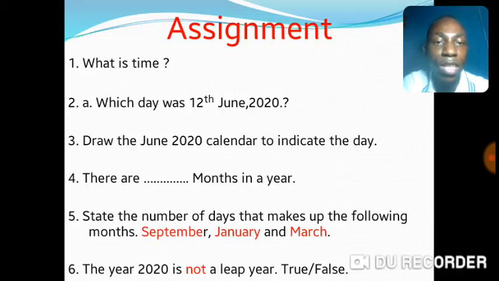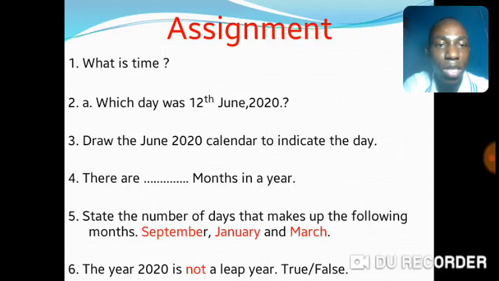Question 5. State the number of days that make up the following months. September. How many days make up September? January. How many days are there in January? March. How many days are there in March? So you have to indicate the number of days found in the following calendar months.